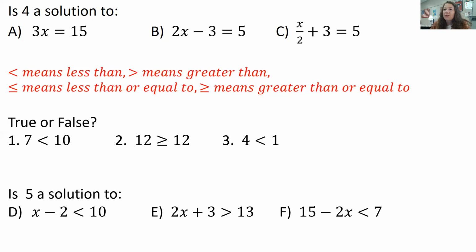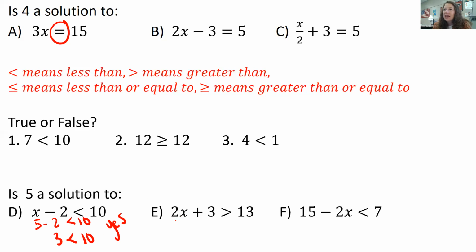All right, so now the question is, is 5 a solution to this inequality? If you have an equal sign, like letter A, that's called an equation. So A, B, and C are all equations. If you have a greater than or less than sign, then you're dealing with an inequality. That's what the whole thing is called, an inequality. So we're going to see if 5 is a solution to each of these inequalities. We're going to plug in 5 right here. 5 minus 2 is 3, and is 3 less than 10? Yes, it is. So 5 is a solution to letter D.